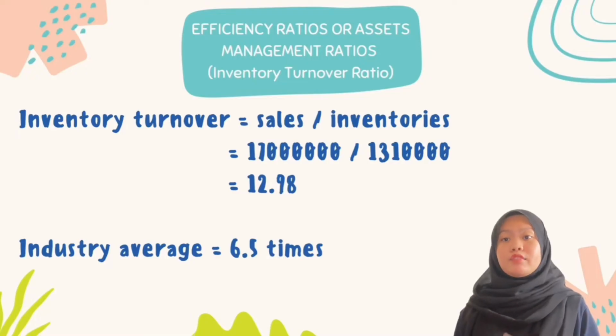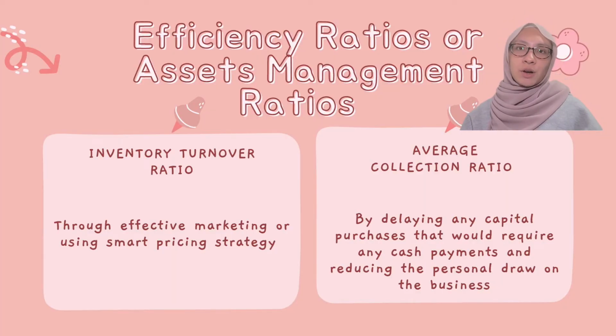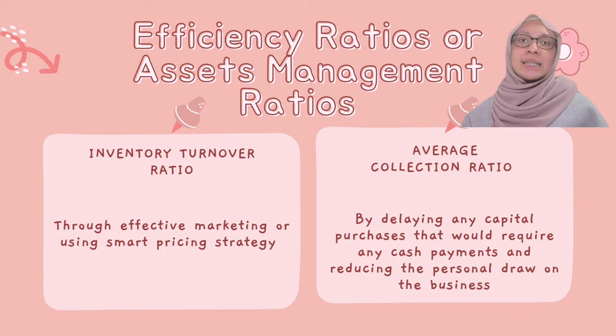Khidmat Bakti Berhad's inventory turnover is 12.98 and the industry average is 6.5 times. This shows that Khidmat Bakti Berhad's inventory turnover ratio is excellent because it is higher than the industry and it is preferable. Efficiency ratios are known as asset management. To improve it, you need to have effective marketing or use a smart pricing strategy.